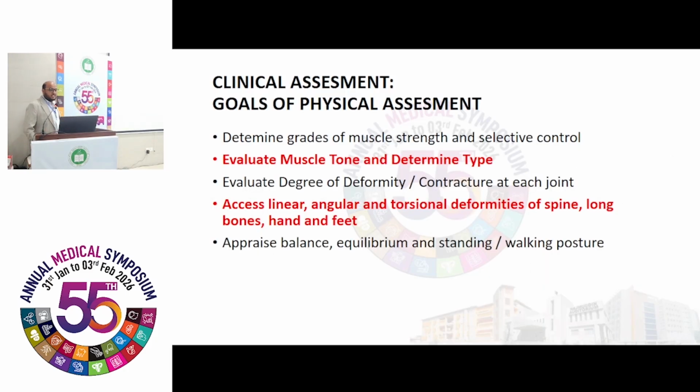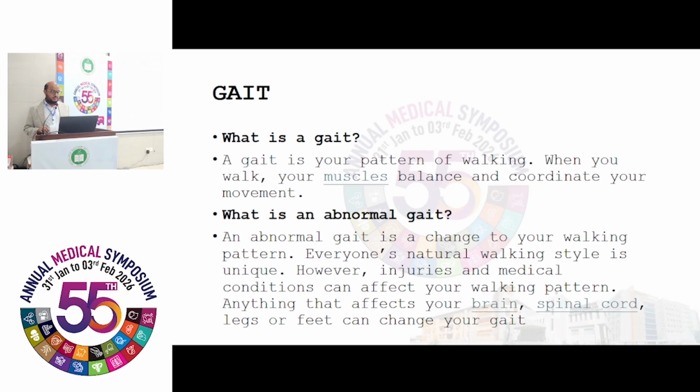The clinical assessment is the physical assessment. The main aim is to evaluate the muscle tone, to determine the type of spasticity, which part of the muscle is affected, how long the spasticity has been present, and the grade of the tone. This is also an evaluation for rotational problems of the bone, spine, and limb.